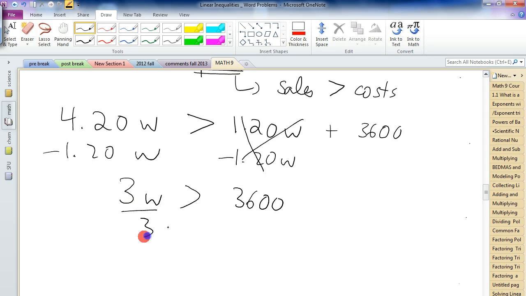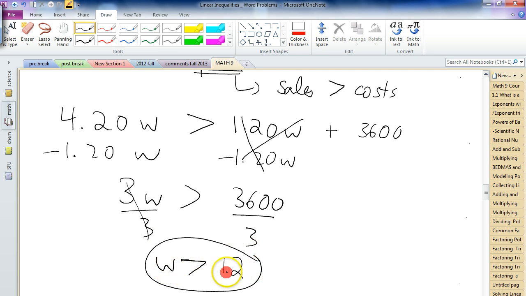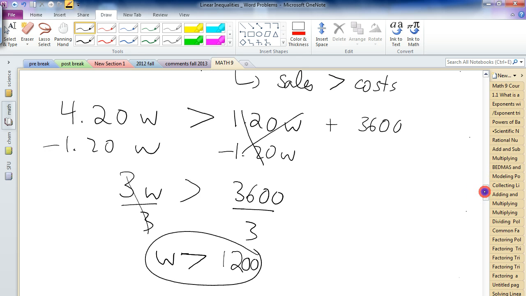We divide by 3, the 3's cancel out, W is greater than 12. So that means we need to sell 1,200, which is what you should get when you divide those two. Anyways, you need to sell at least 1,200 widgets per month to make money. Is that a lot? Is that a little bit? It depends on what you imagined a widget to be.